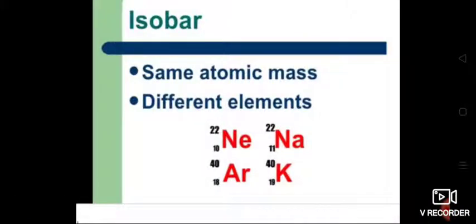This is isobar. Isobars are different elements but they have the same atomic mass, that means the same mass number. The elements are different. Here you can see pairs: argon and potassium are one pair of isobars, neon and sodium are another pair of isobars, and calcium and argon are also another pair of isobars.